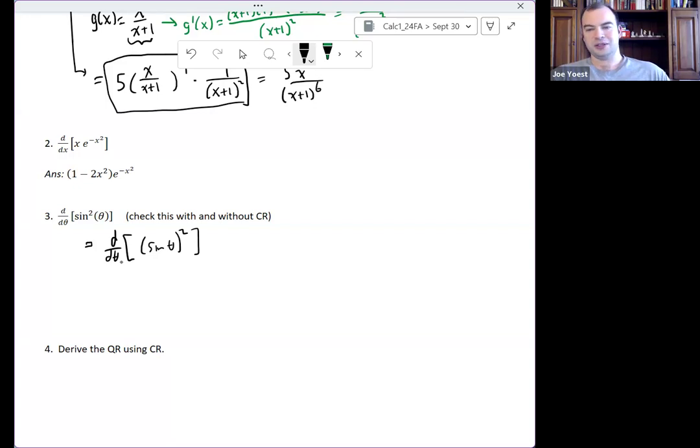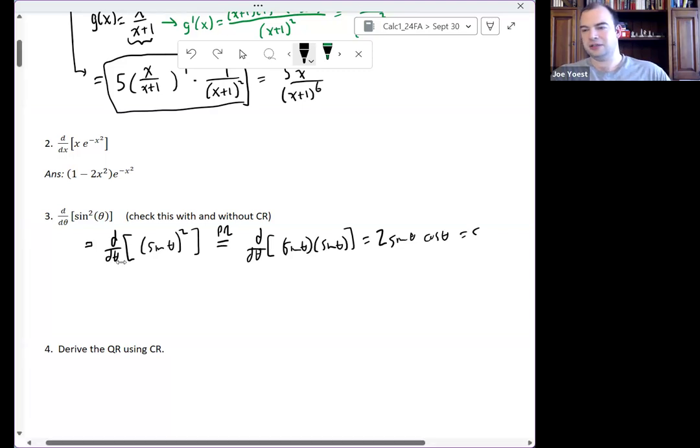Now we can do this 2 ways. I suppose we could do this with the product rule, right? So this is the derivative of sine theta times sine theta. Or that is 1 times the derivative of the other one plus, well, it's just plus the same thing. So it's just twice sine theta cos theta, or that's just sine of 2 theta by a trig identity. So with our product rule, we get that as the answer.